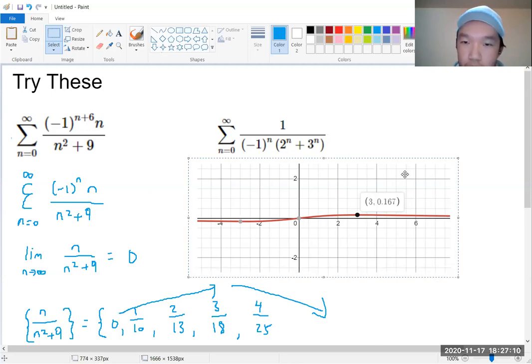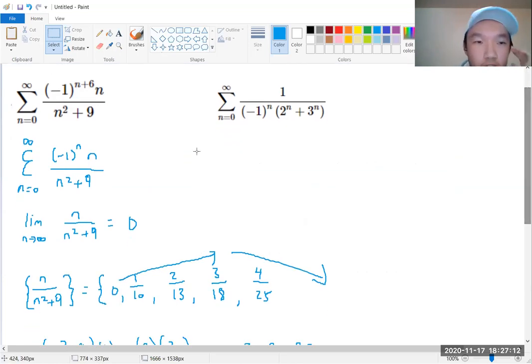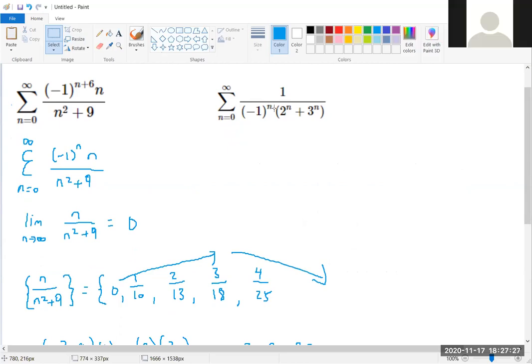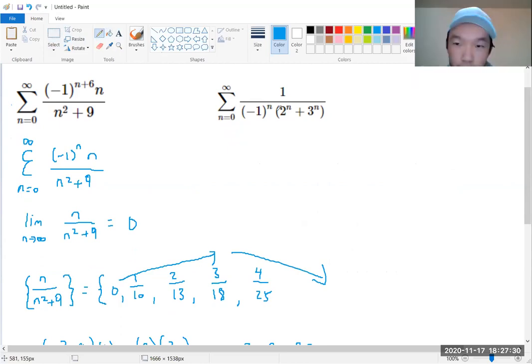All right, let's move on to number 2. So someone had a question saying that they didn't know how to deal with the -1 to the n in the denominator. Does anyone have a solution for that? Bring it up as 1 to the -n. Yeah, I mean, we could.